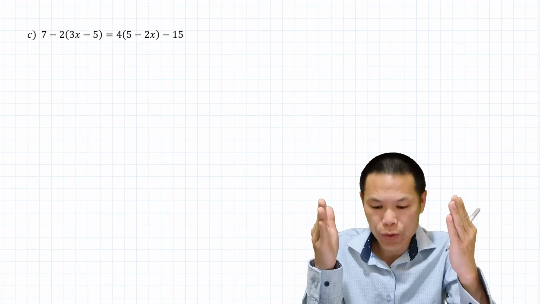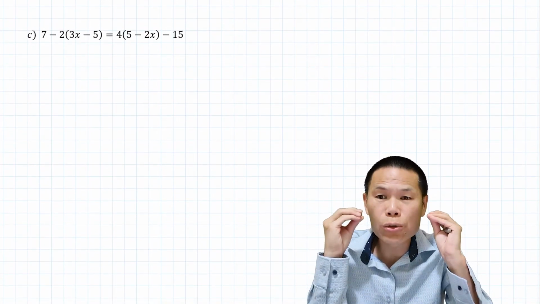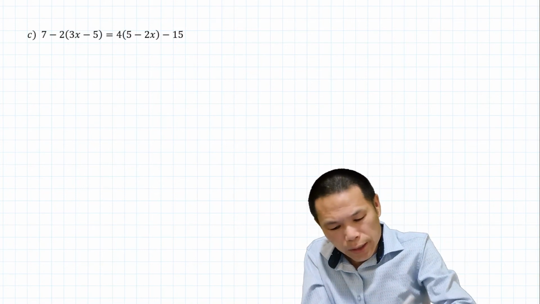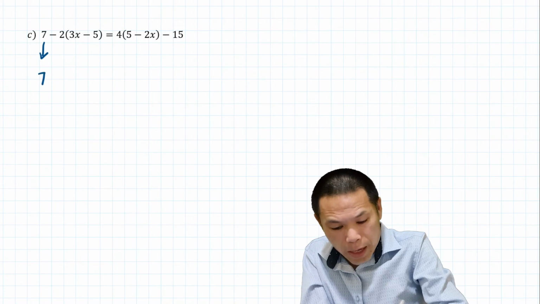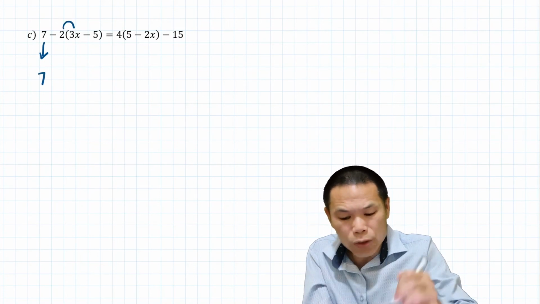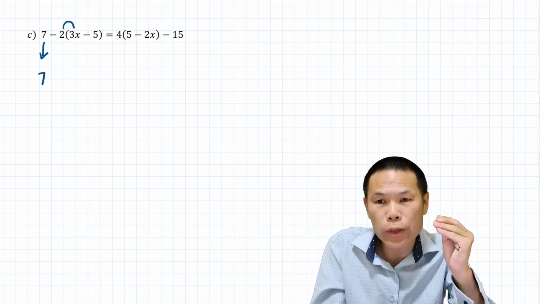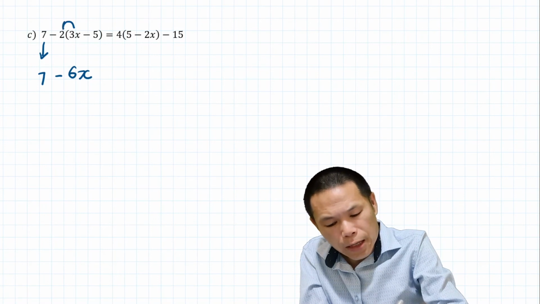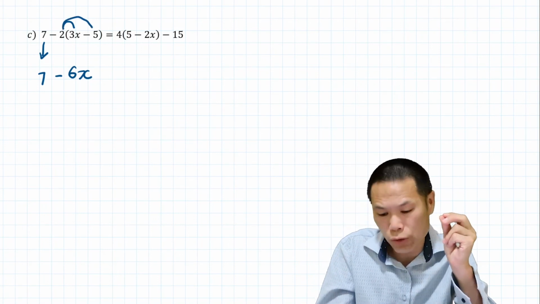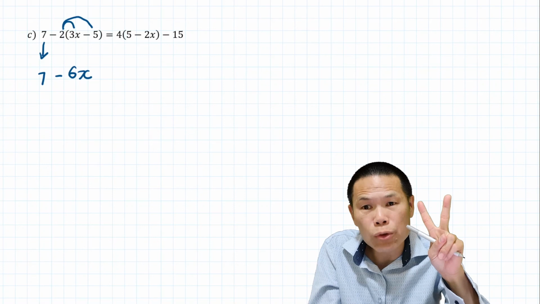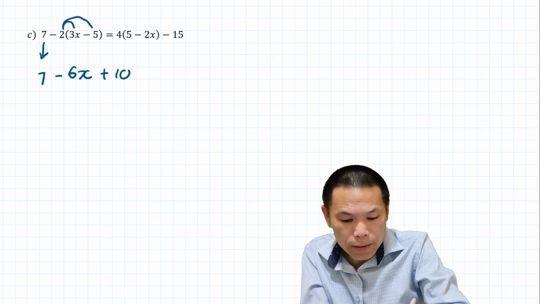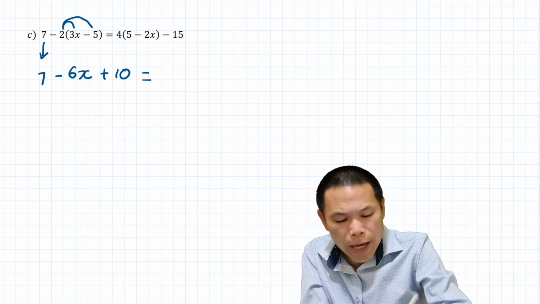Now last one. So again, we just need to expand the brackets first. To expand the brackets, so the 7, I just write this down. And now we go negative 2 times 3x. So negative 2 times 3 is minus 6. So we just write negative or minus 6x. And then negative 2 times negative 5 or minus 2 times minus 5. So 2 negatives together give me a positive, so plus. So 2 times 5 is 10. There you go.